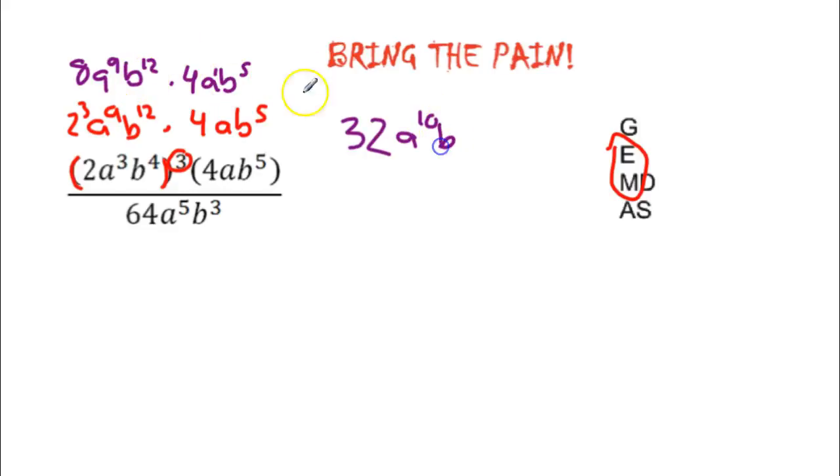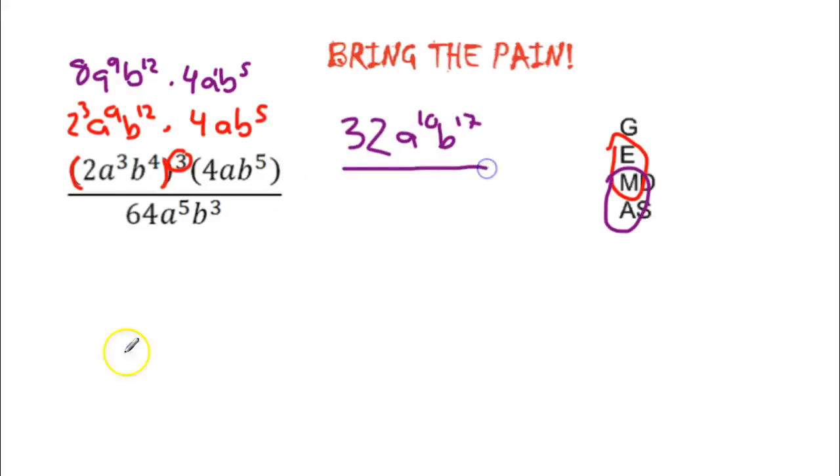B, let's see here, b to the 12th times b to the 5th. I'm going to add those together, right? I didn't circle this, but when you multiply, you add. Multiply and add. So b, 12 plus 5 is 17. Bam. So the top, that's simplified.